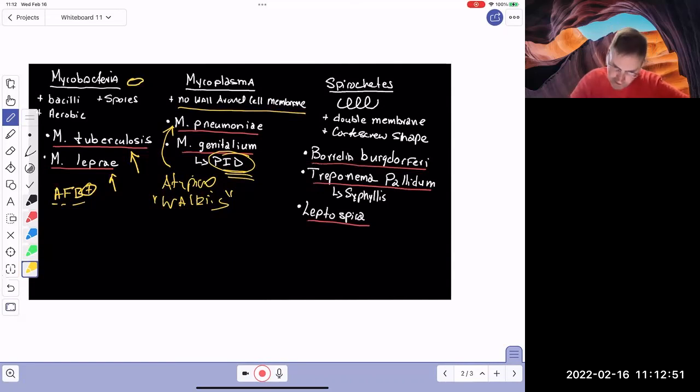And then we also have what are called spirochetes. Spirochetes are literally little spirally looking bacteria. They are double membrane, so they have two membranes. Some bacteria have a membrane and then a wall around the membrane. Some bacteria just have a membrane like the mycoplasma, and then some like the spirochetes actually have two plasma membranes. These include things like Borrelia burgdorferi, which causes Lyme disease, Treponema pallidum, which causes syphilis, and Leptospira, which can cause leptospirosis, all right?